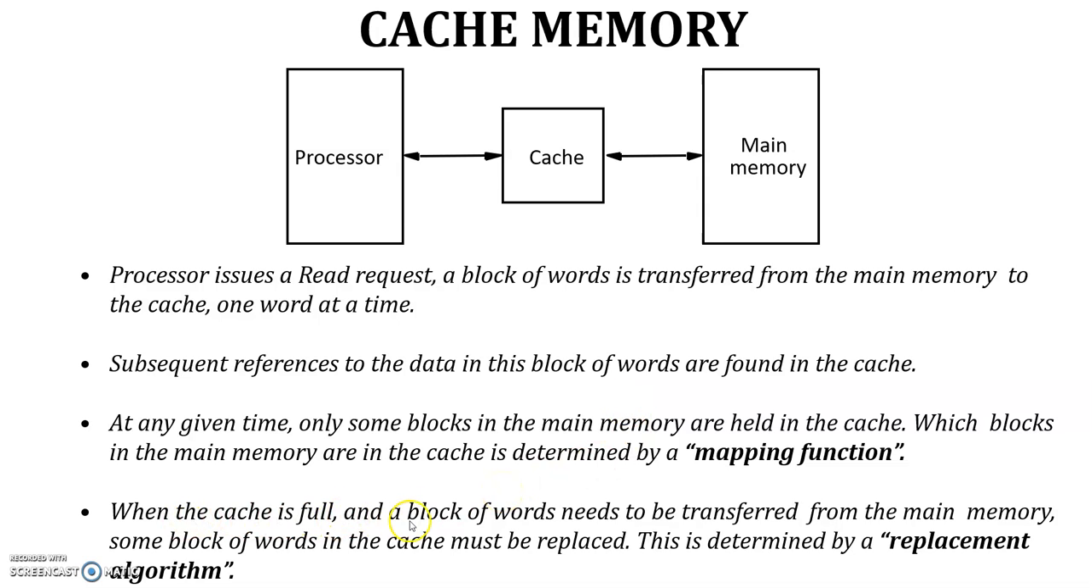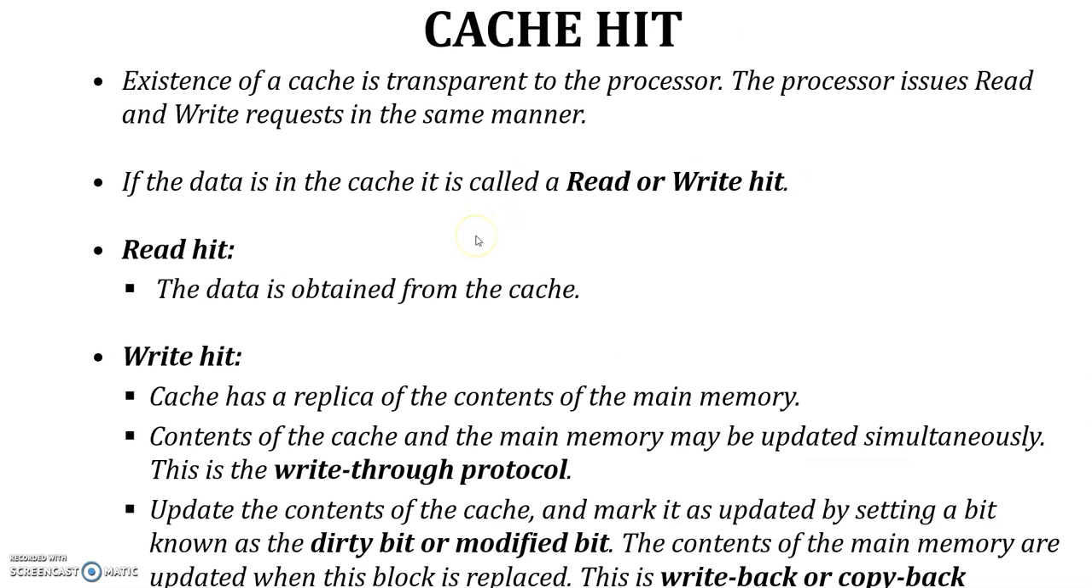When the cache is full and a block of word needs to be transferred from the main memory, some blocks of word in the cache must be replaced. So this is determined by the replacement algorithm. So we have a mapping function to place a block of data from the main memory into the cache, and we have a replacement algorithm. That means we need to place some data into the cache, but the cache is full. We need to allocate some space for the block to be placed in the cache. So some of the blocks will be replaced and the new block will be placed. This is done using the replacement algorithm.